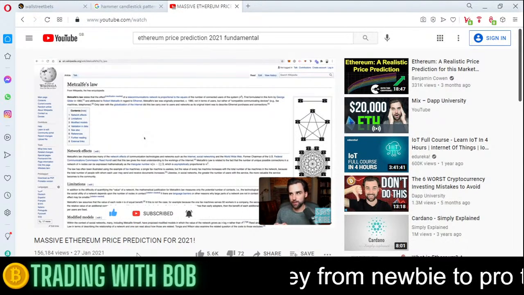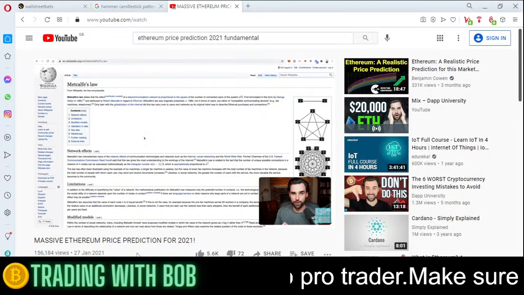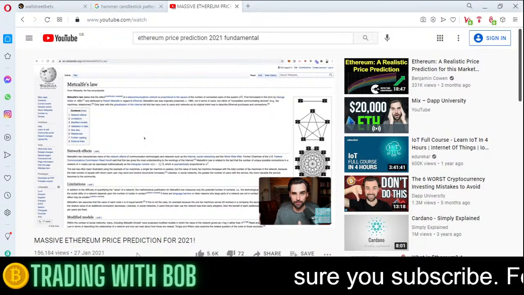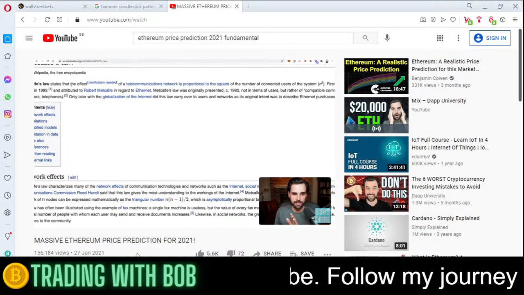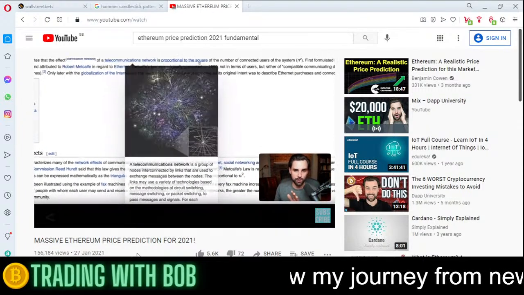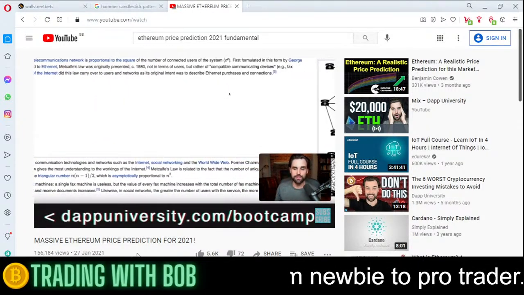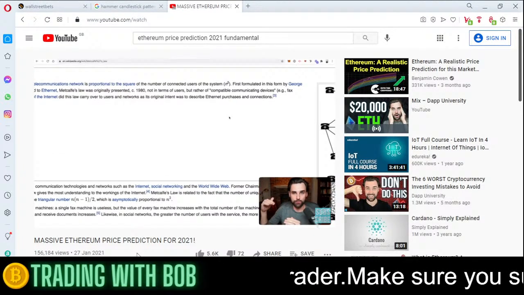So basically, you can think about a social network being more valuable the more people that use it. So if you got on Facebook and you didn't have any friends to interact with, you wouldn't want to use Facebook. Right? That's basically what Metcalfe's law says. But it gets very specific. It says that the effect of a telecommunications network is proportional to the square of the connected users of the system. So there's an exponential relationship in value the more people join.